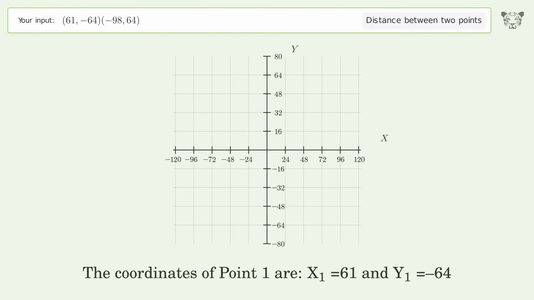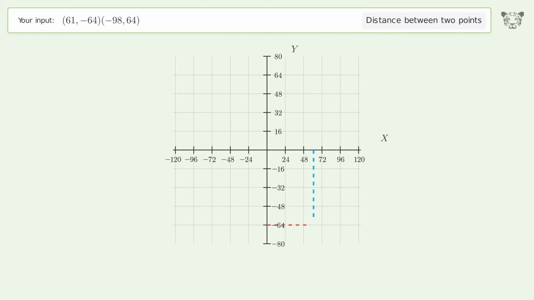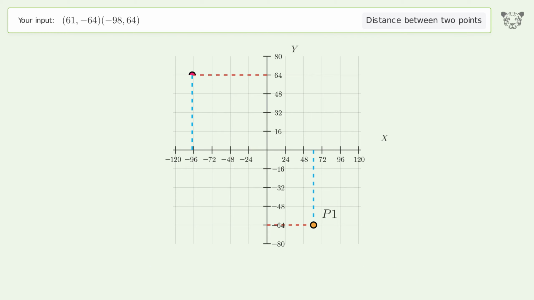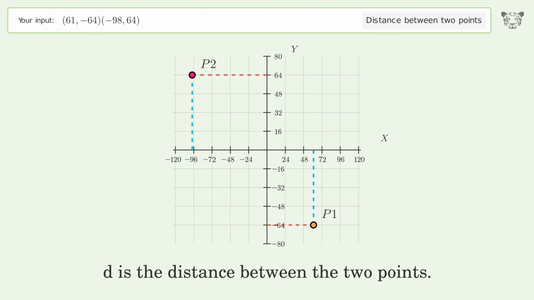The coordinates of point 1 are, x1 equals 61 and y1 equals negative 64. The coordinates of point 2 are, x2 equals negative 98 and y2 equals 64. D is the distance between the 2 points.